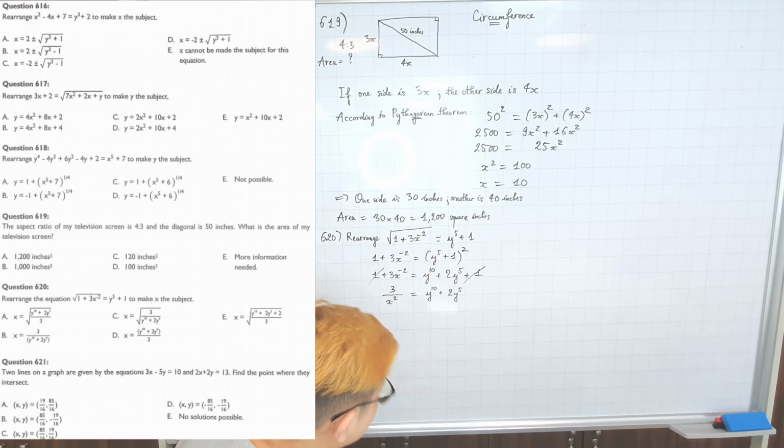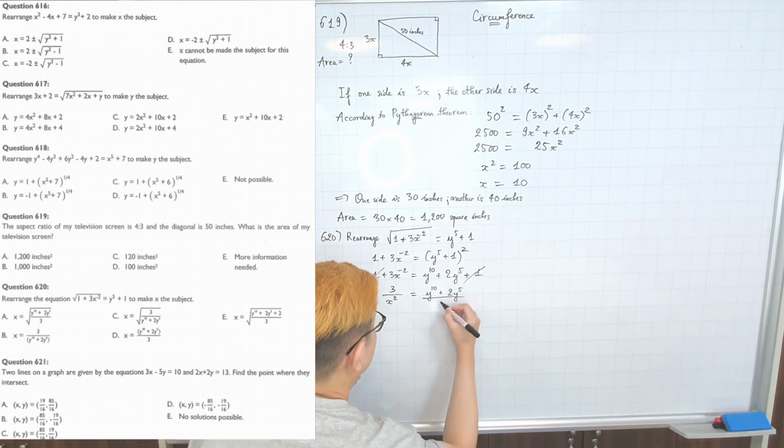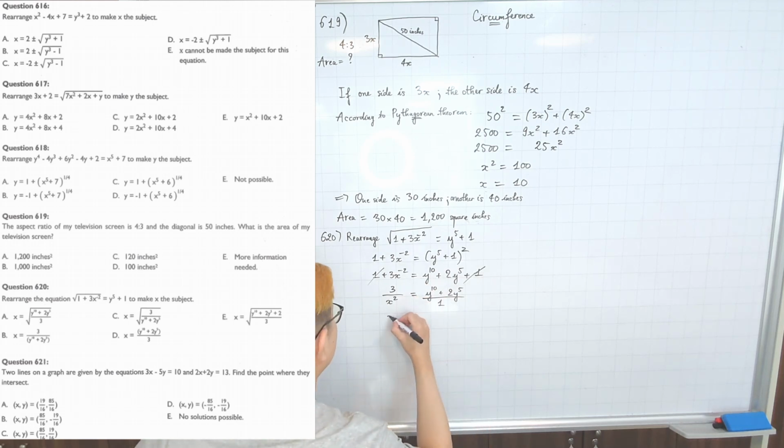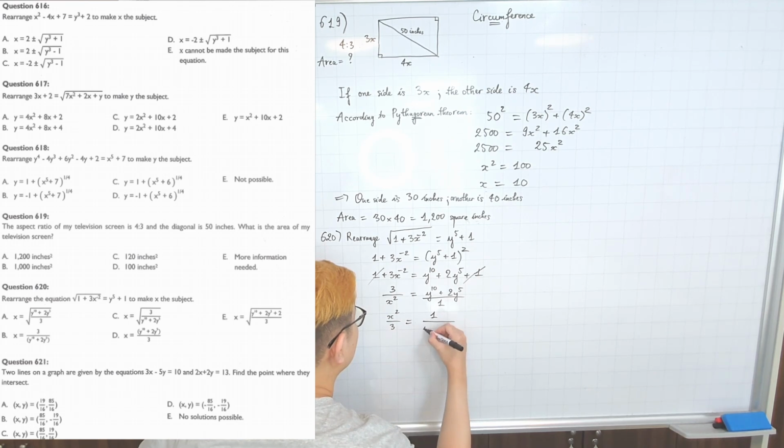And then what happened next? You have to find x. So you can just, this is divided by 1, so this one has to flip. So x squared divided by 3 equal to 1 over y^10 plus 2y^5.